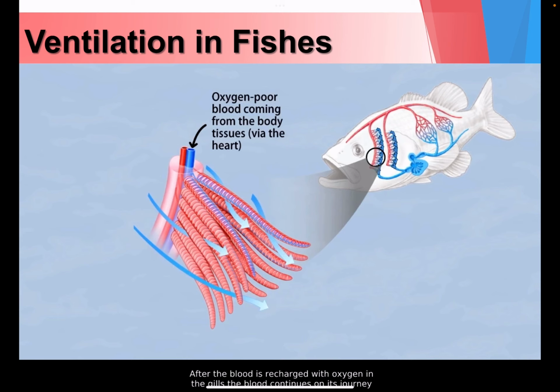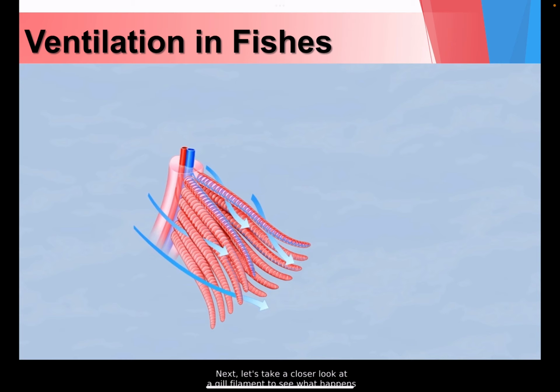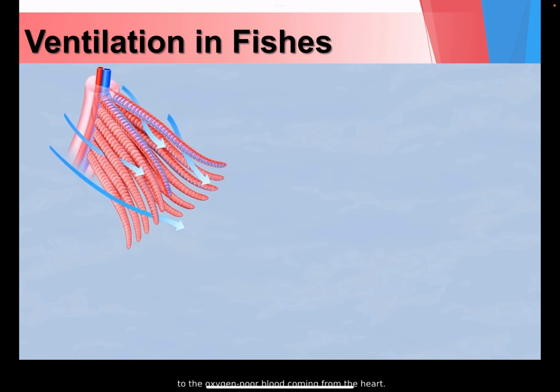After the blood is recharged with oxygen in the gills, the blood continues on its journey and carries this oxygen to the body tissues. Next, let's take a closer look at a gill filament to see what happens to the oxygen-poor blood coming from the heart.